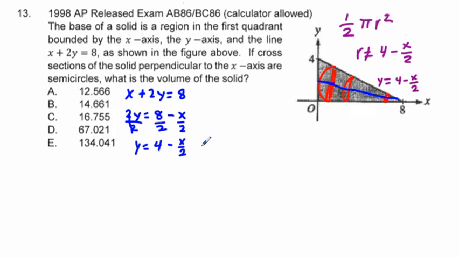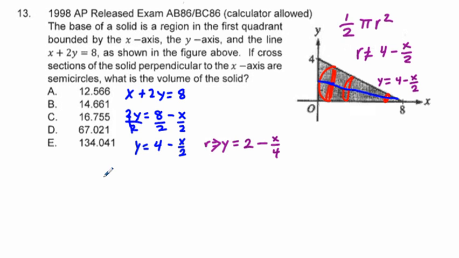So our radius is going to be half of y. So our radius is going to be 2 minus x over 4. So that's what we need to worry about.